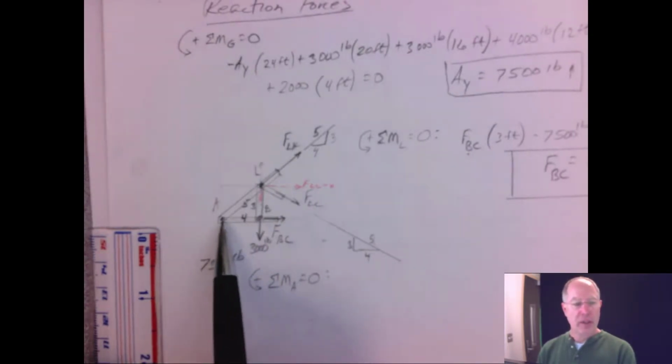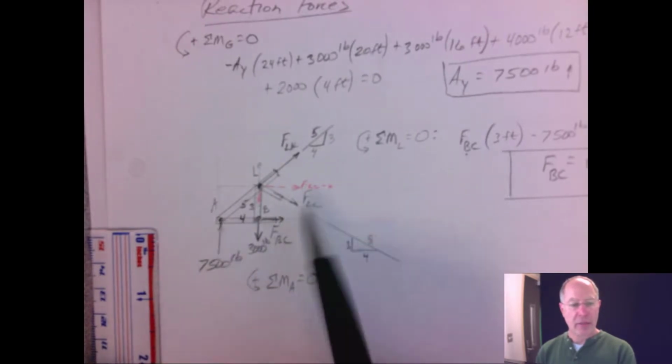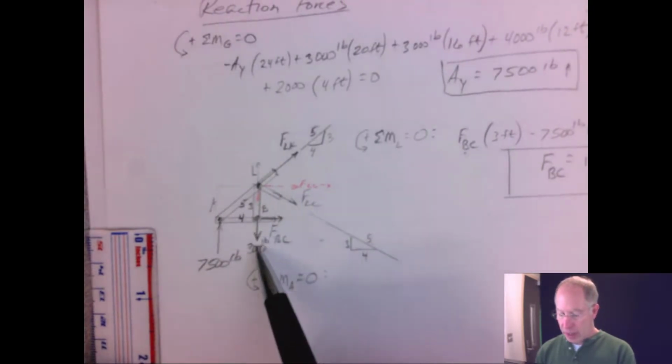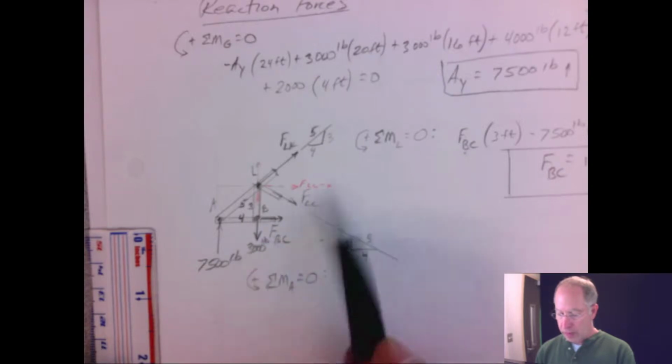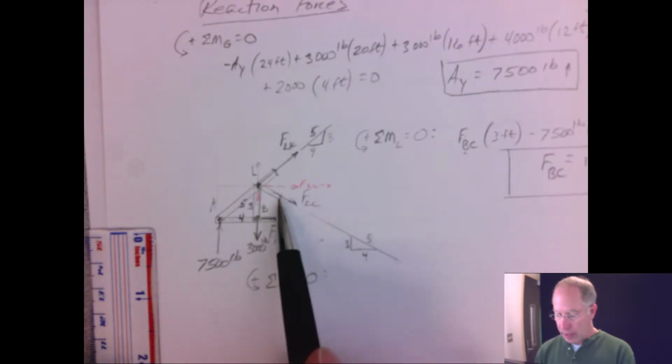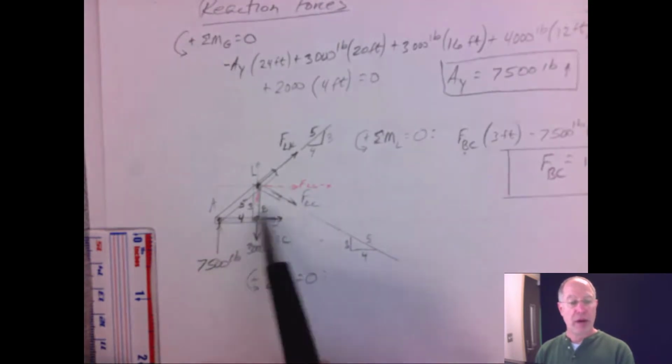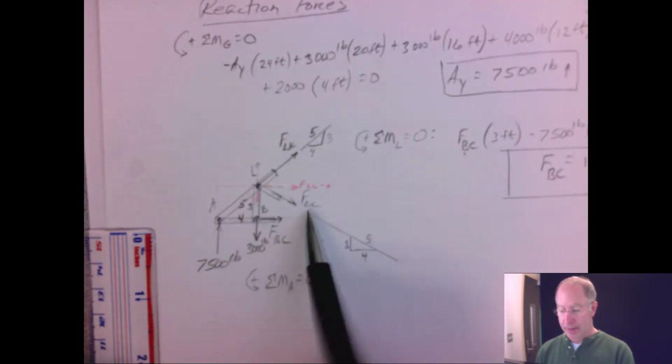But anyway, it doesn't come into play either. When you summate moments about A, the only things that come into play are this 3,000 pound force, and then the X and Y components of this member. So by summing moments about A, we can solve for FLC. So let's do that.